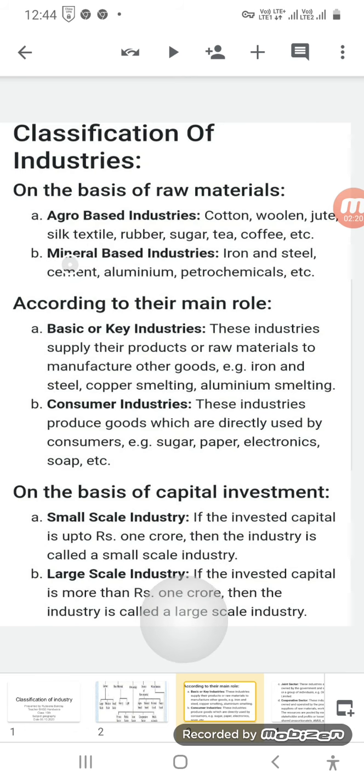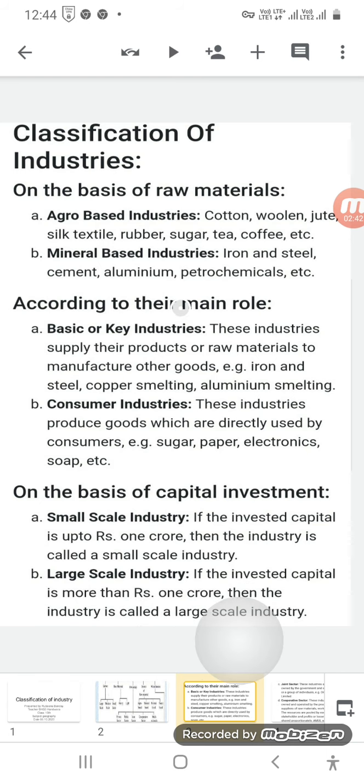And then we have mineral based industries. Mineral based industries are the industries where the raw material is drawn from minerals. That is, we have iron and steel industry, cement industry, aluminum industry, and petrochemicals, etc.